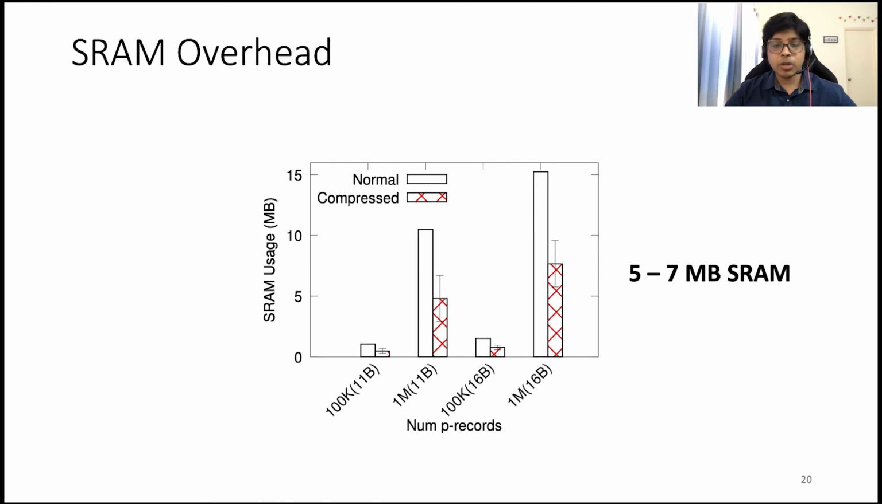And to get this amount of history, we observe that SYNDB utilizes about 5 to 7 MB of SRAM on average per switch to maintain the P records. With recent switches supporting several tens of MBs and up to a few hundreds of MBs of SRAM, SYNDB can be implemented on current switches to support this amount of history for debugging.